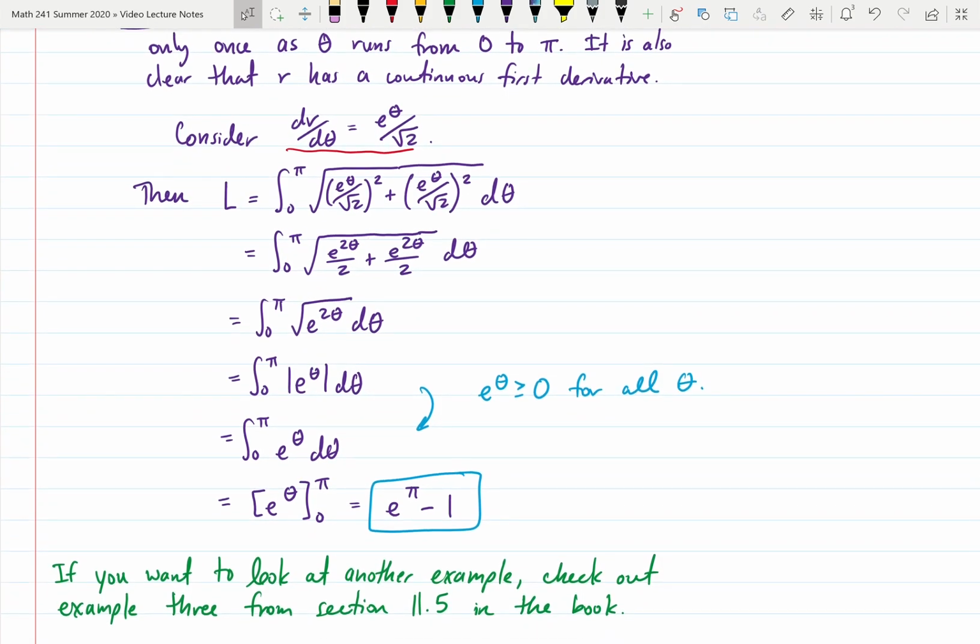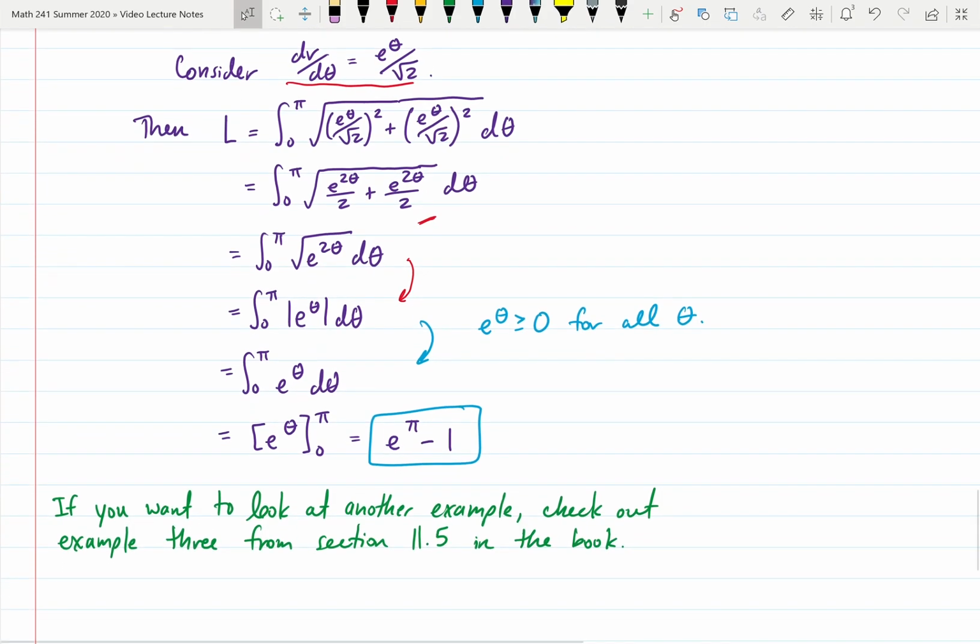There's some squaring that's done. Then we add two fractions together here. And now we get to the square root of e to the 2 theta. I guess this is an interesting thing to note. When we take the square root of e to the 2 theta, notice that we have to put in the absolute value signs around e to the theta. So we get the integral from 0 to pi of the absolute value of e to the theta d theta. But right after we put the absolute value signs in, we can actually take them away again because e to the theta is always positive.